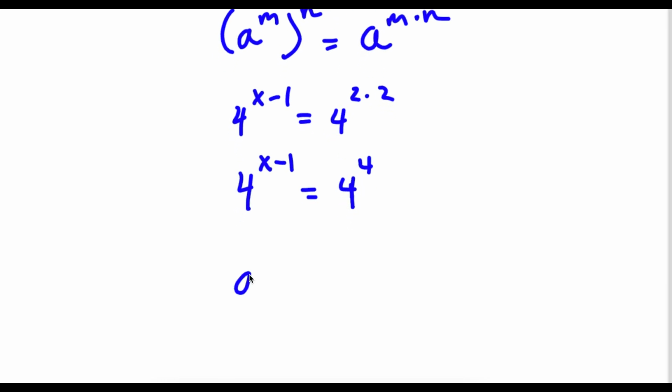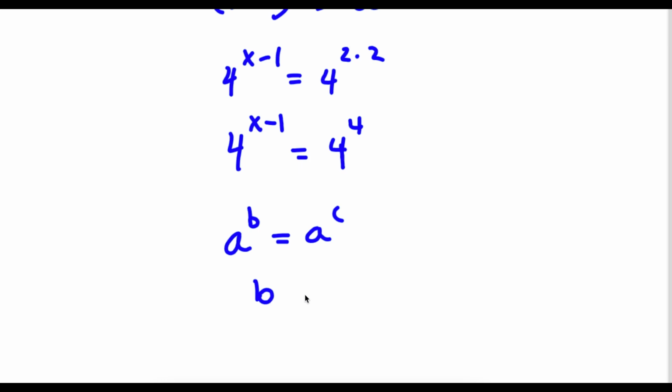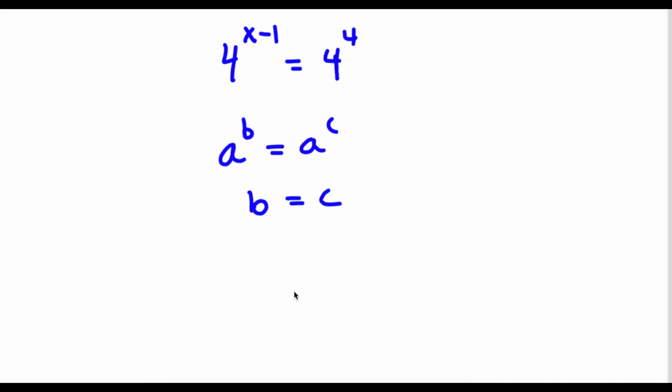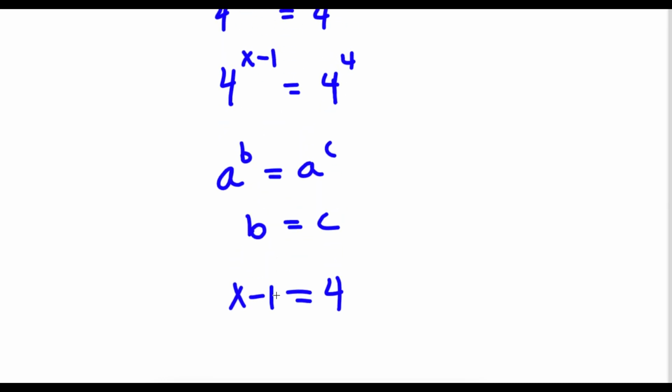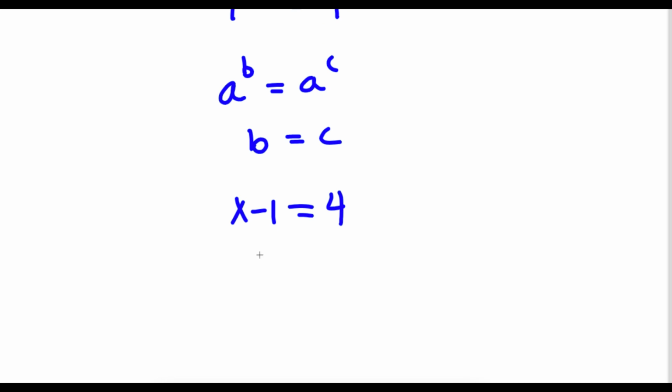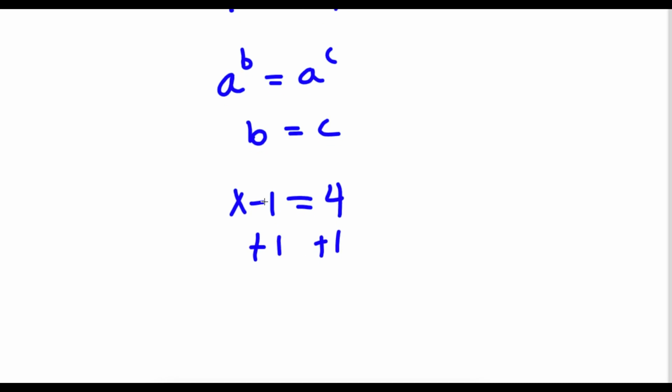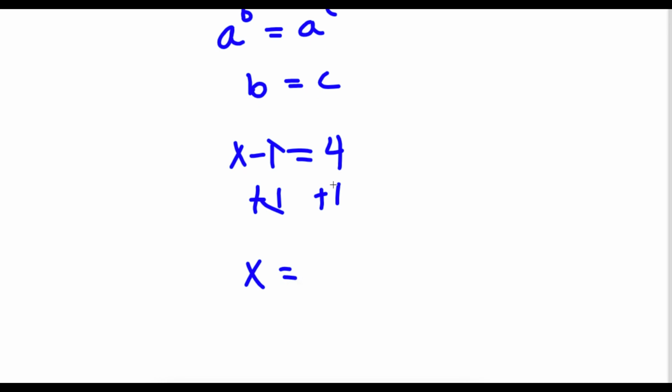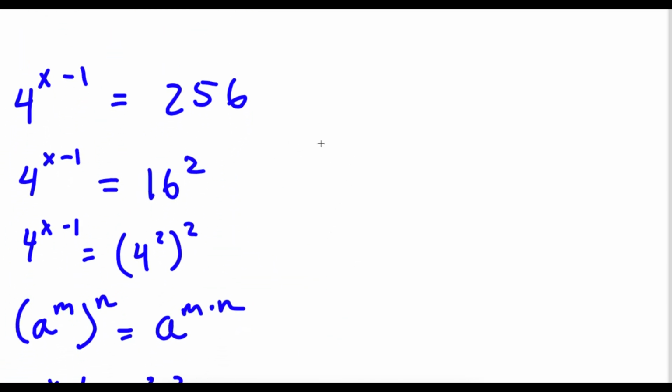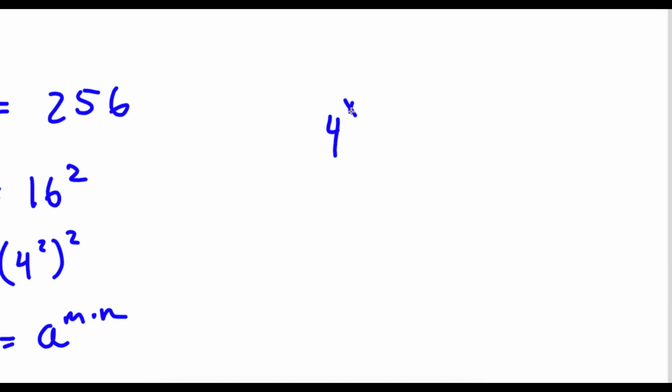Now, if I have something in the form a to the power of b is equal to a to the power of c, then this means that b is equal to c. So in this case, x minus 1 is equal to 4. So now I have a simple equation. All I have to do is add 1 on both sides. These two cancel out. I'll be left with x is equal to 4 plus 1 is 5. Now to check, my original equation was 4 to the power of x minus 1 equals 256.